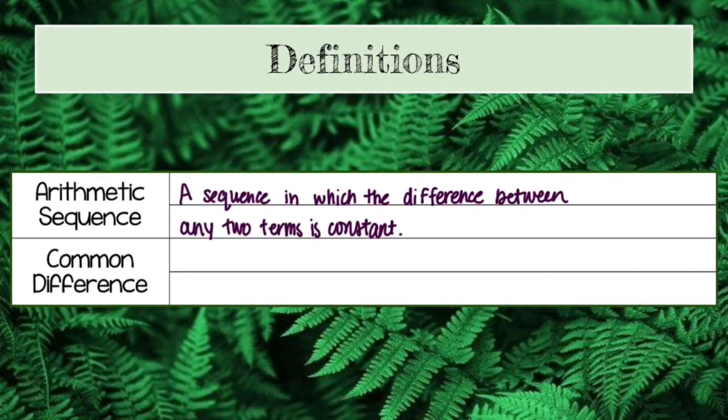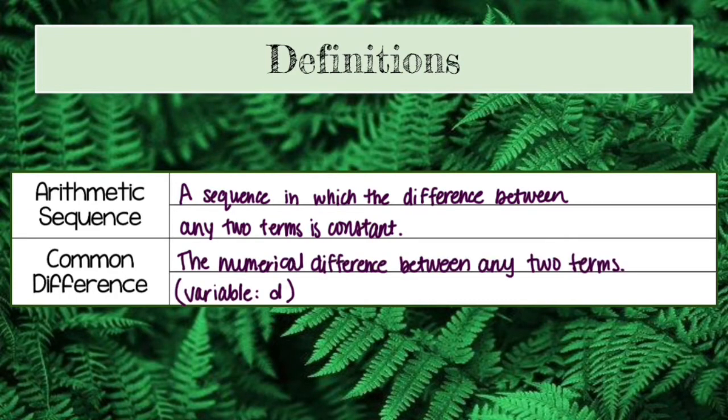An arithmetic sequence is a sequence in which the difference between any two terms is constant. A difference is subtraction, or I guess it can kind of be addition, but the difference between any two terms is constant. The common difference is the numerical difference between any two terms. The variable we use to represent this is a lowercase d.